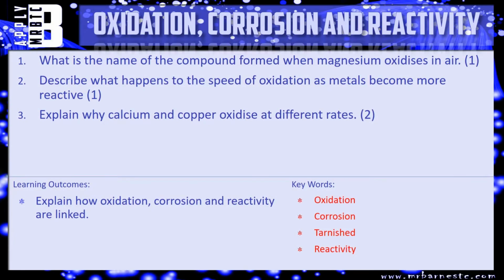Okay, let's have a look at a few questions then and see how much you've picked up. Question 1, what is the name of the compound formed when magnesium oxidizes in air? Number 2, describe what happens to the speed of oxidation as metals become more reactive. And number 3, explain why calcium and copper oxidize at different rates. Pause the video, have a go at each of the questions, and we'll see how you've done in a minute.